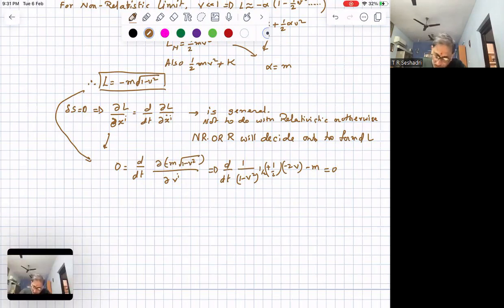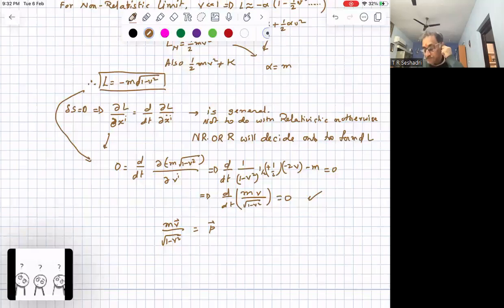Okay. And so this implies that d by dt of m v by square root of 1 minus v square equals 0. And this quantity m v by square root of 1 minus v square is the relativistic momentum. And it says that d by dt of momentum is 0 for a free particle, which is what you expect. Okay?